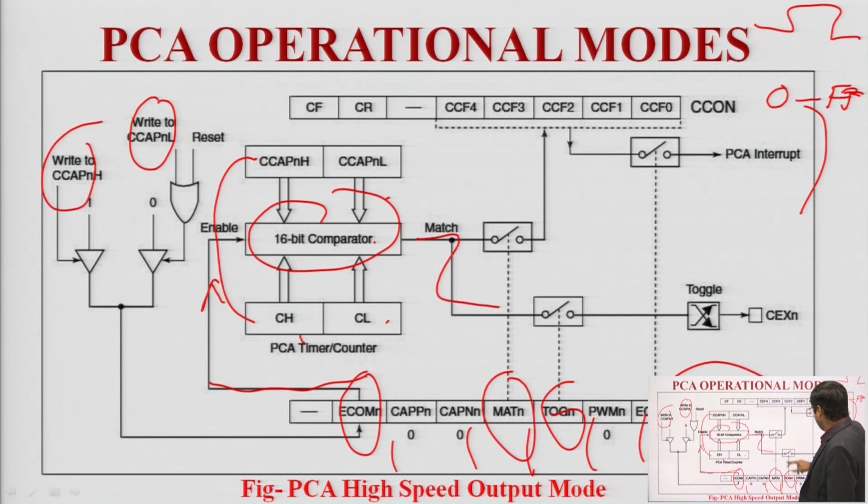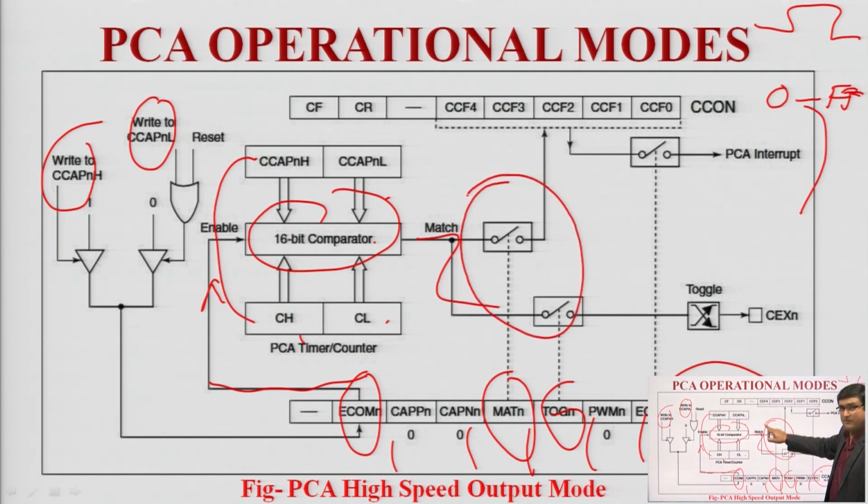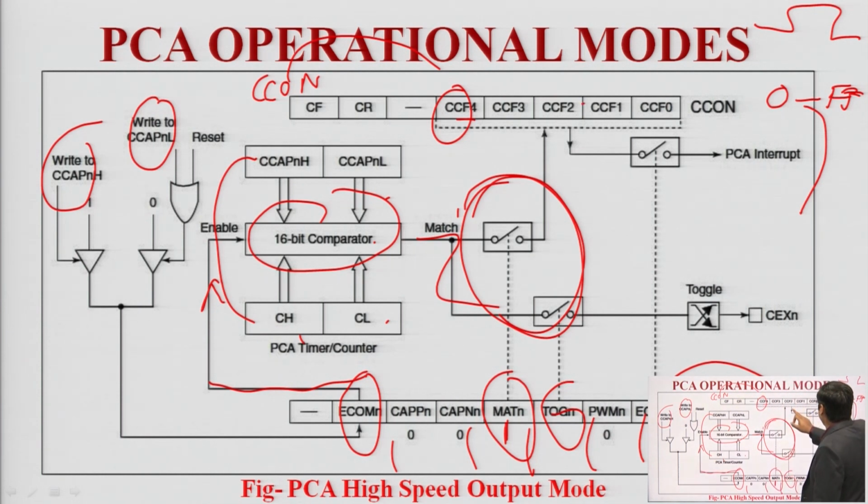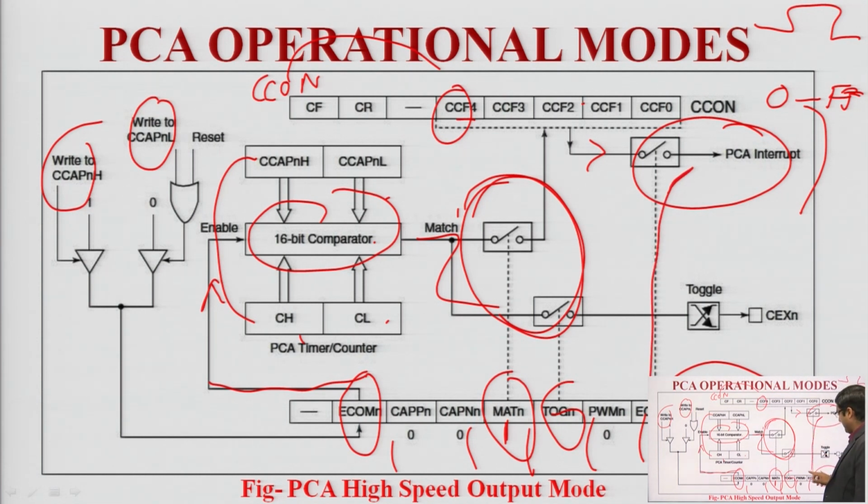So when a match occurs, how will this hardware be activated? It is activated by MAT. MAT should be 1 to enable this hardware. When this is enabled, it will set the CCF bit in the second register. When this is activated, it will enable the PCA interrupt. The PCA interrupt occurs when this is 1. So ECCF means enable counter control flag. When this is 1, it will enable the PCA interrupt, and the interrupt will be activated.